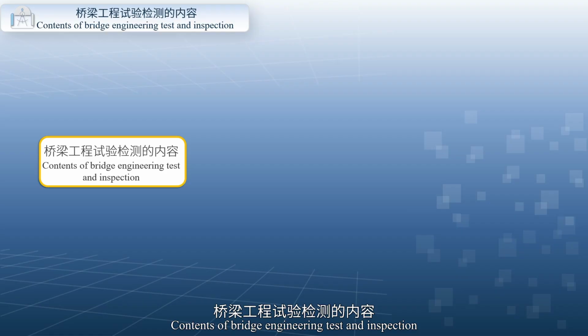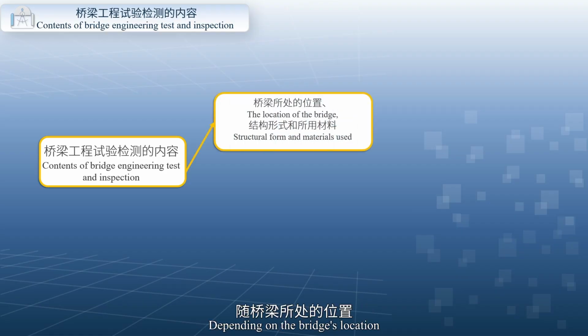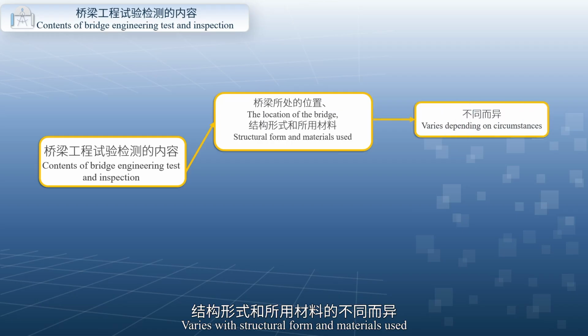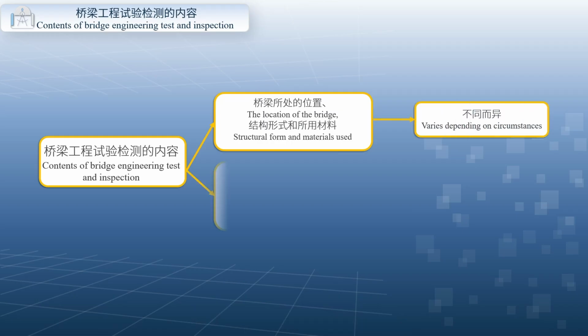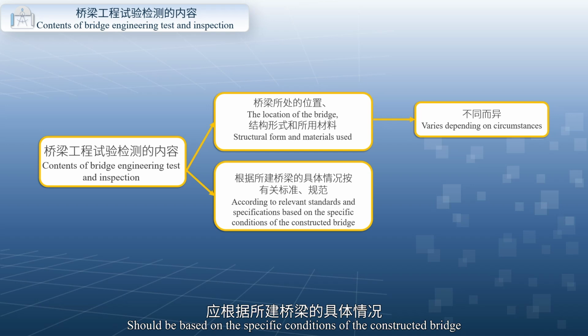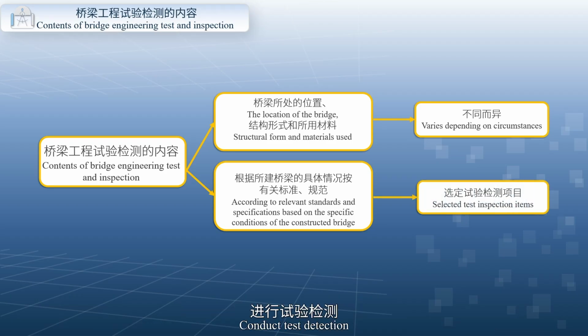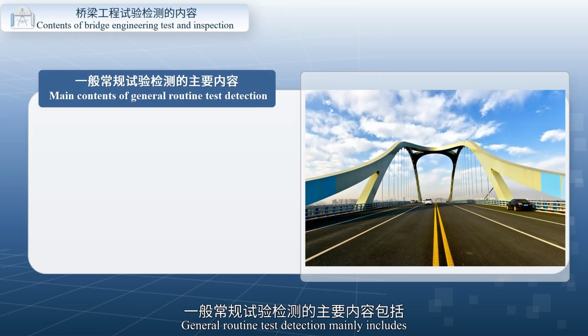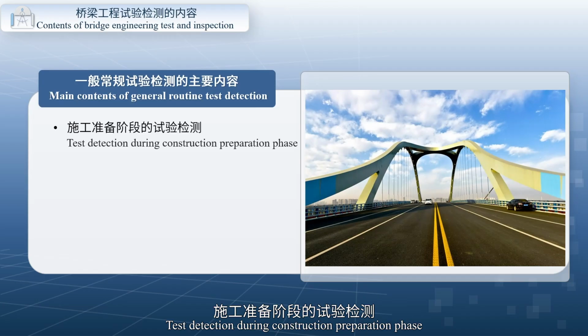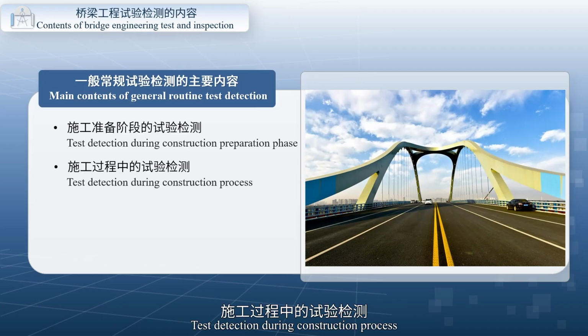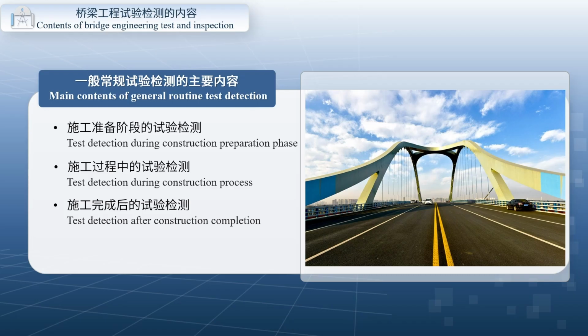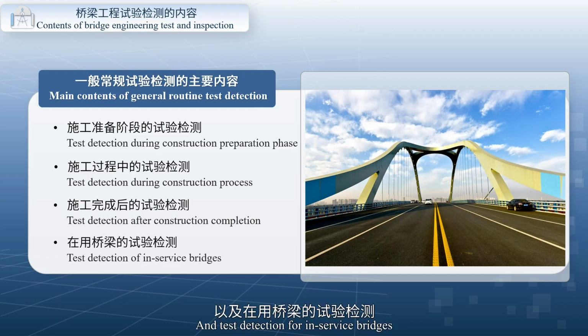Contents of bridge engineering test and inspection vary depending on the bridge's location, structural form, and materials used, and should be based on the specific conditions of the constructed bridge. Select test and inspection items according to relevant standards and specifications. Conduct test detection. General routine test detection mainly includes test detection during the construction preparation phase, test detection during the construction process, test detection after construction completion, and test detection for in-service bridges.